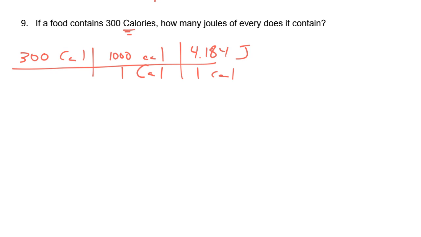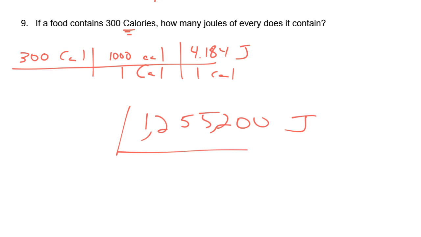Multiply everything across the top. And we get a very big number, 1,255,200 joules of energy. Food is incredibly energy dense. Just 300 calories, and that's enough energy to do a lot of work.